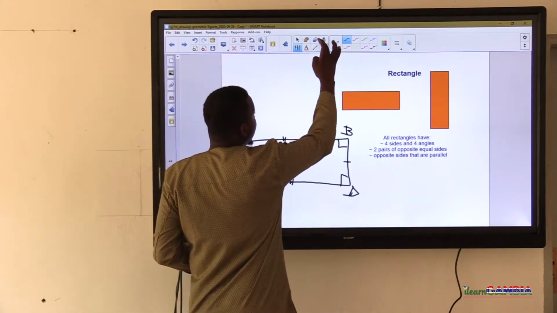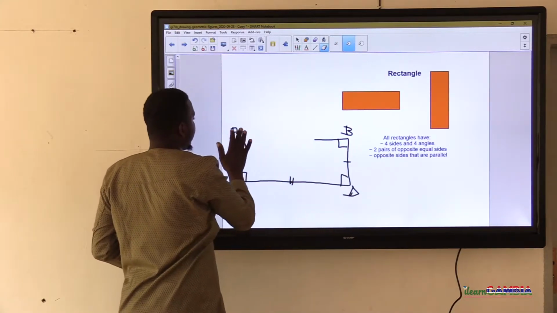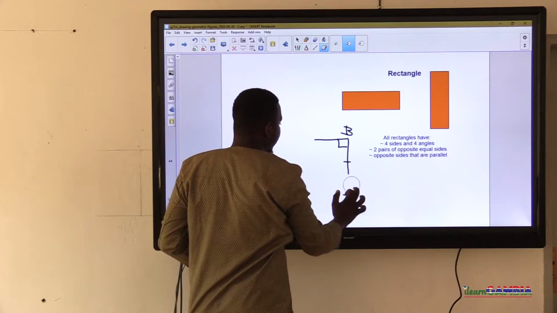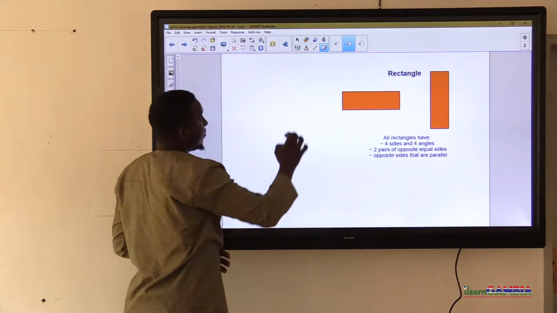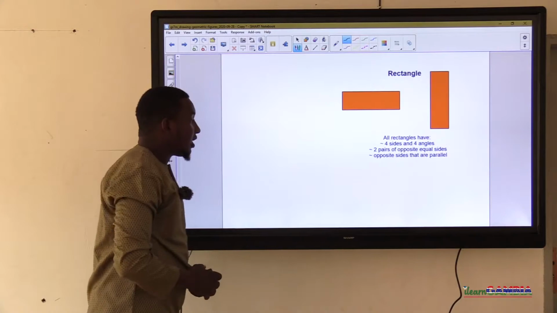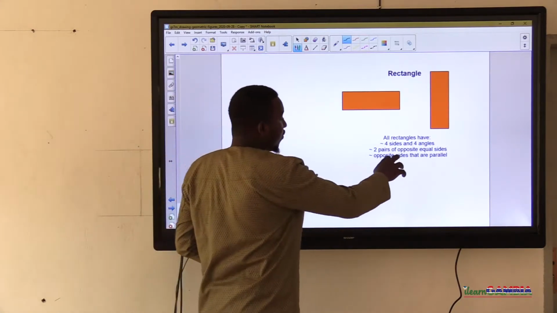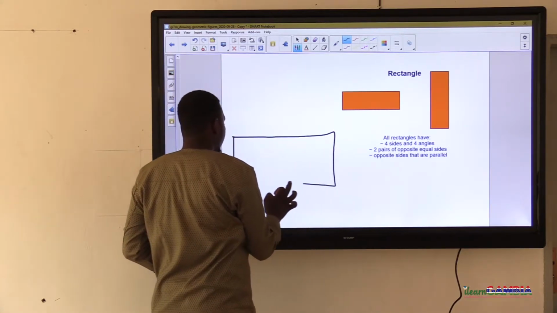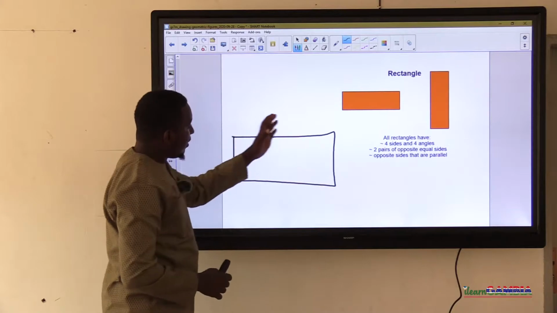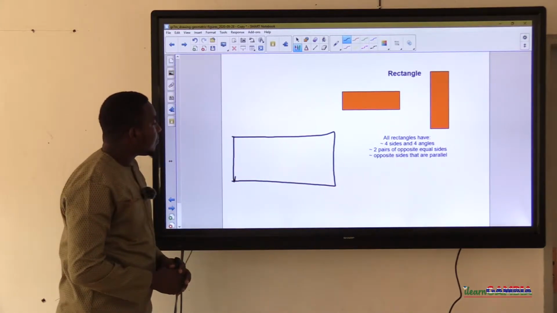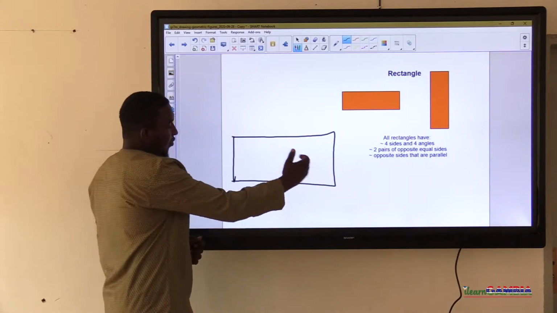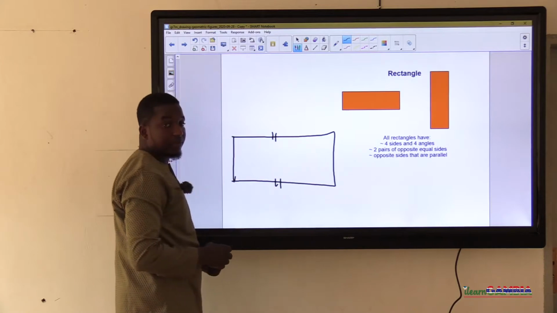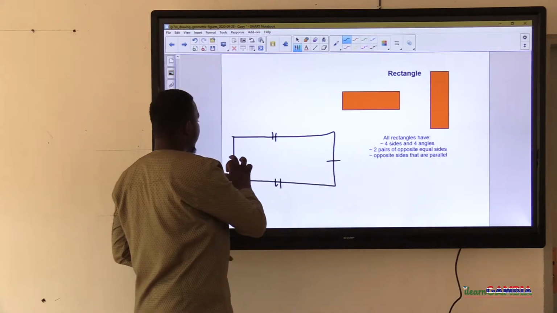So let's try to explain the other concepts. I will have to redraw the rectangle. 2 pairs of opposite equal sides. Let's say we have a rectangle here, and we have opposite sides as well, because this side here is opposite to this other side, and this side here is opposite to this other side.